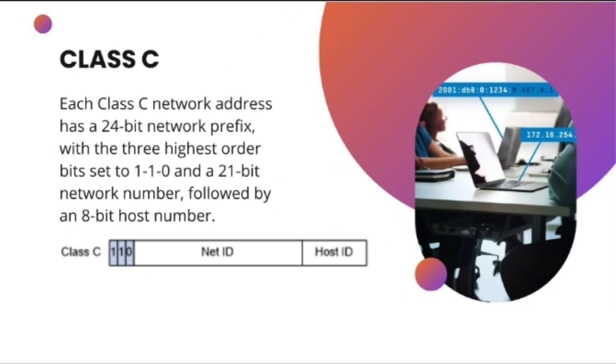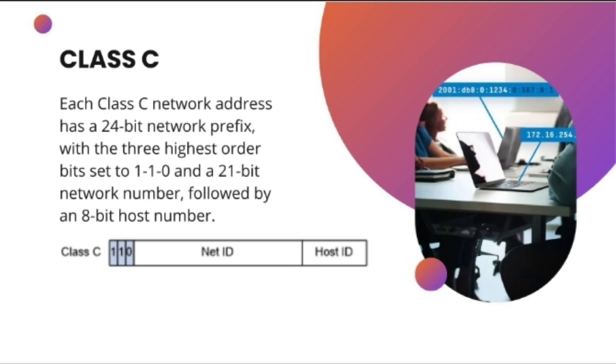So next is the Class C network. Class C is a type of IP address that is used for small networks. In this class, 3 octets are used to identify the network. This IP ranges between 192 to 223.